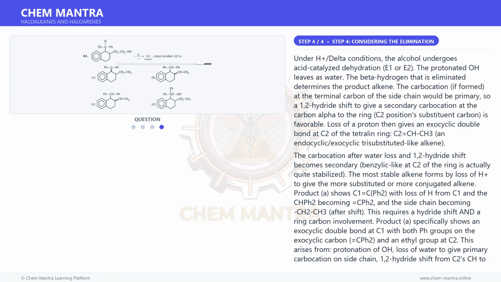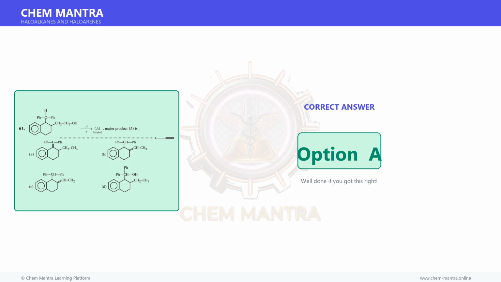B and C retain CHPh2, with no Ph migration, and show simpler dehydration products. These would be minor products from direct elimination without rearrangement. D involves no elimination and formation of an alcohol product, which is not a dehydration product. The major product under H plus delta favors the most thermodynamically stable alkene via the most stable carbocation intermediate, which is product A. Therefore, the correct answer is A. Therefore, the correct answer is option A.